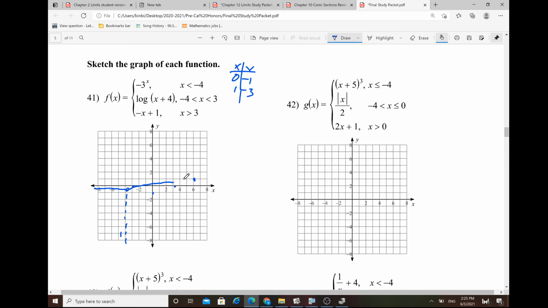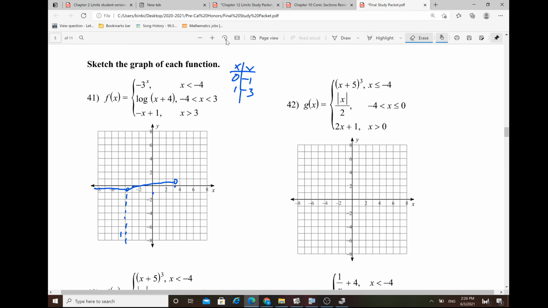Okay, goes up like that. And keep that in mind, this one is not getting close to it, okay? And this one at 3 is an open circle. Again, this one's being cut off. And now what about that -x plus 1? For -x plus 1, just sketch the graph normally.